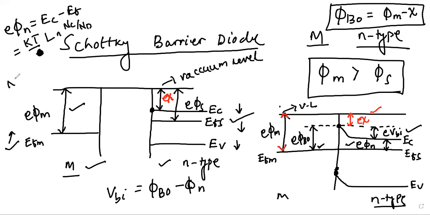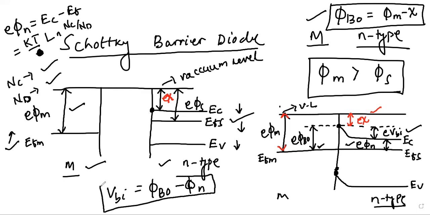This Nc is actually the effective density of states in the conduction band, and Nd is the doping concentration, so donor impurity concentration Nd. Using this, we will be able to find out this VBI. Phi 0 minus phi n is VBI. Phi B0 is equal to phi m minus chi. So these are two things that can be obtained.